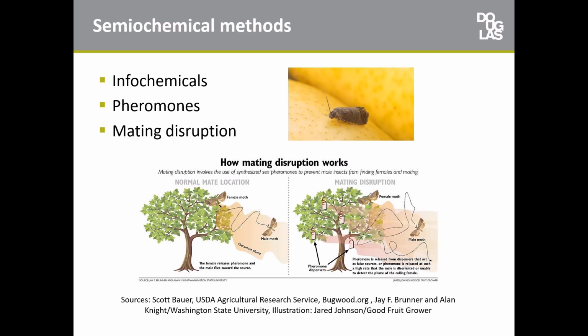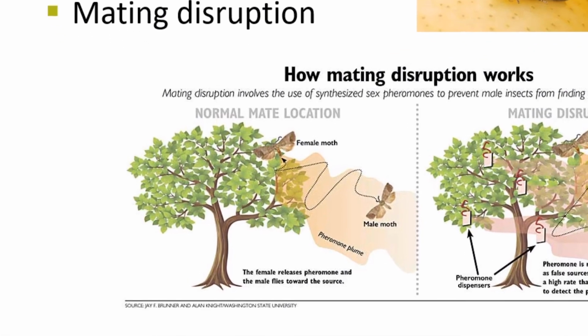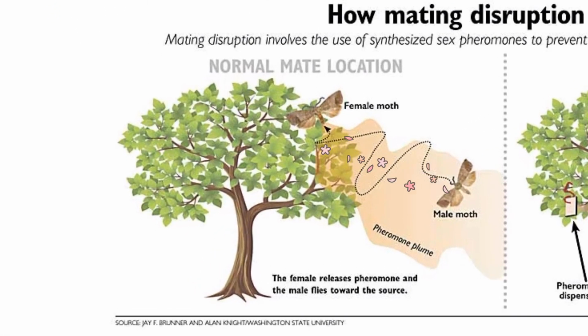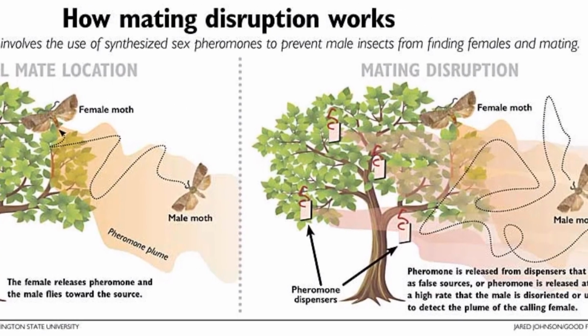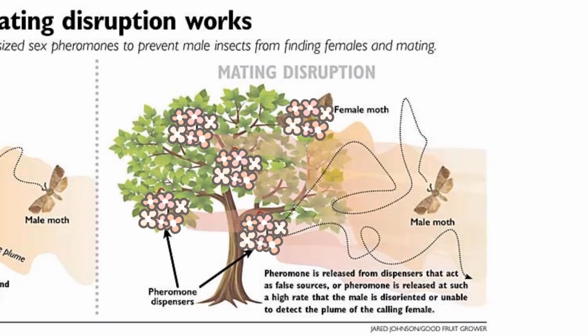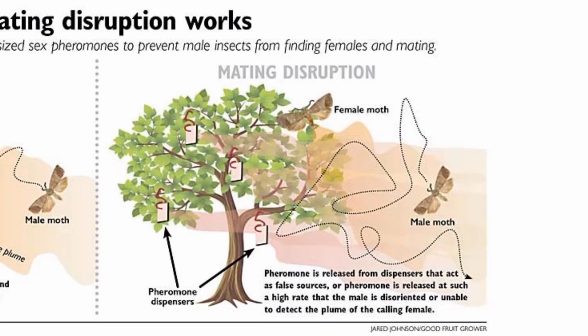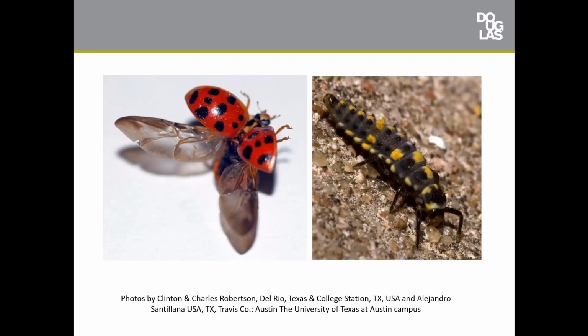So if you see in the diagram below, in normal mate location, a female puts the pheromone out and a male flies to the female and mates with her. But if you put a number of dispensers with the pheromone into an apple tree, for instance, when the males fly into the tree, they can't actually locate the females, which shuts down the mating cycle and reduces pest damage dramatically.